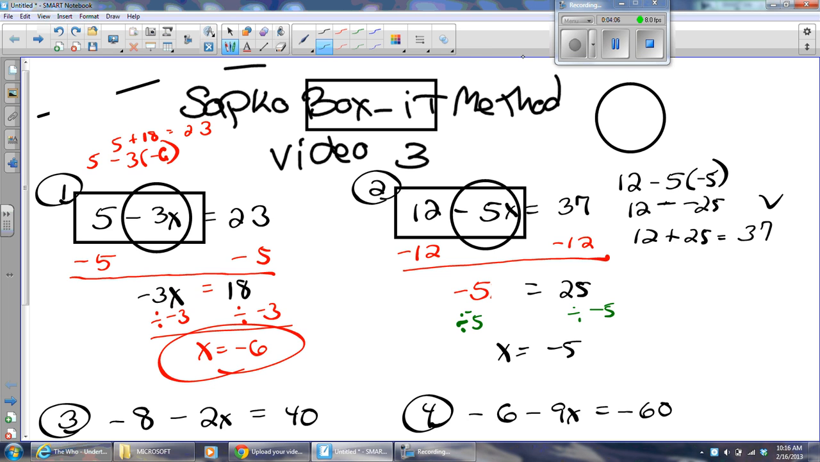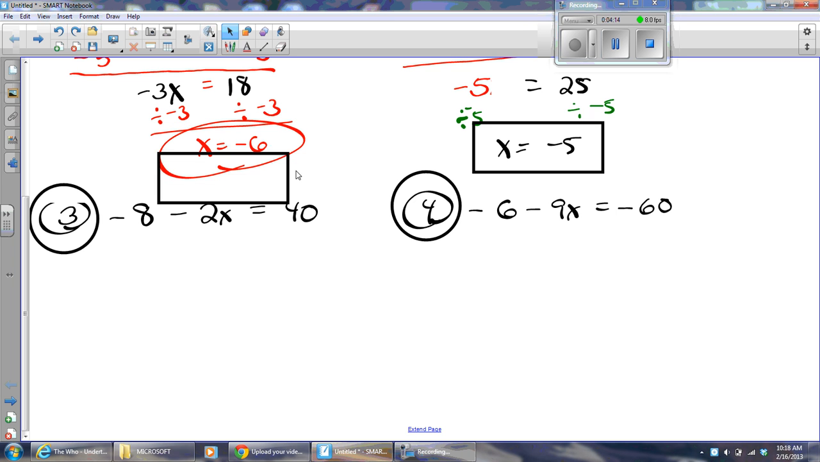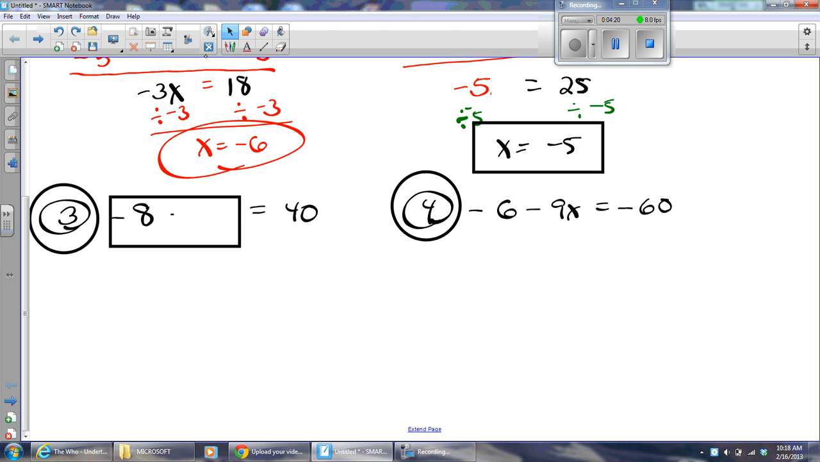Okay, hold on one second here. Okay, 2 more examples for you. First of all, there's negative 8 minus 2x equals 40. And we're going to box the side of the equation with the variable. And we're going to cover up the variable. I see a negative 8, and so I'm going to add 8 to both sides. Right-hand side is pretty simple. Ends up being 48.